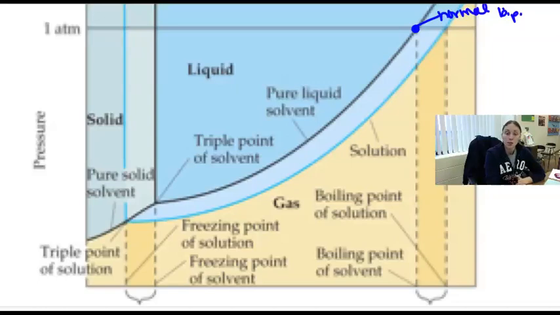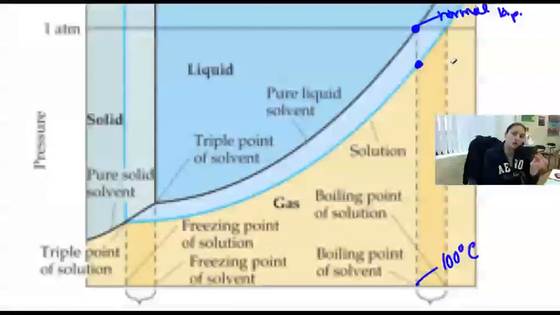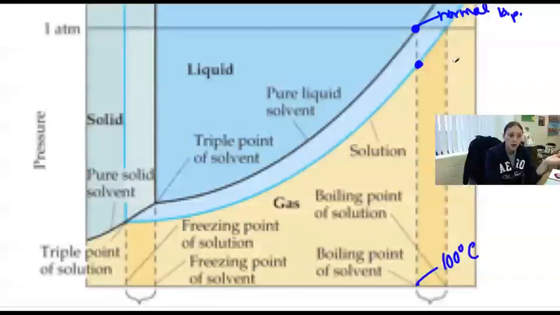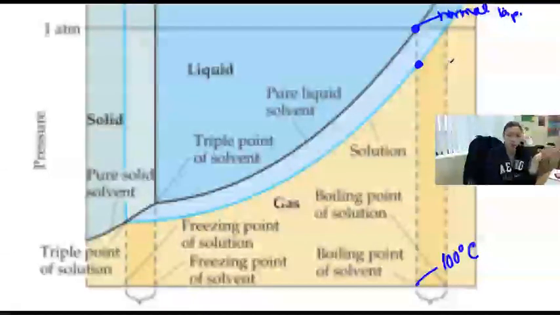But when I have a solution, now my vapor pressure is going to go way down. So at the normal 100 degrees Celsius, which is right here, I don't quite have the vapor pressure that I used to, because those solute particles are getting in the way. So now when my water is 100 degrees, I'm not really at my boiling point yet.